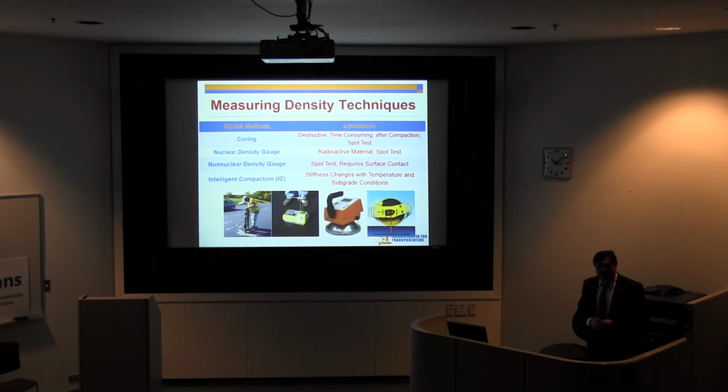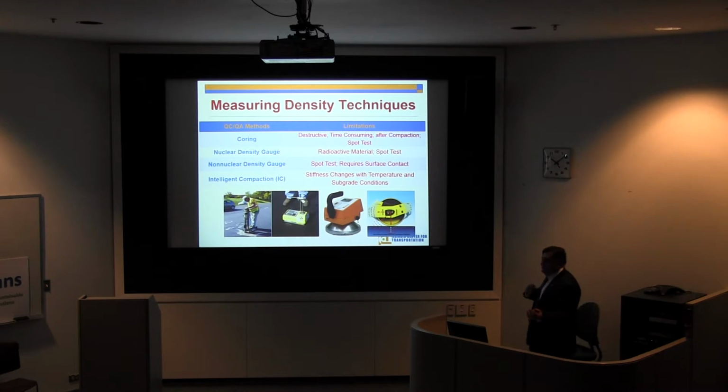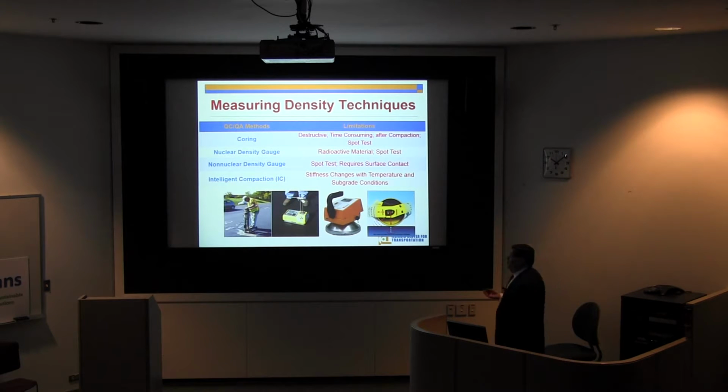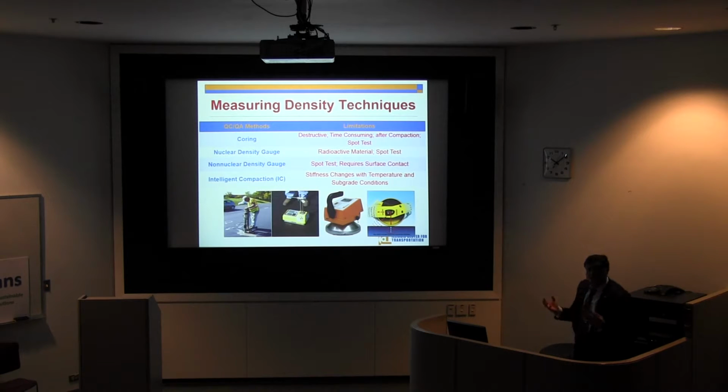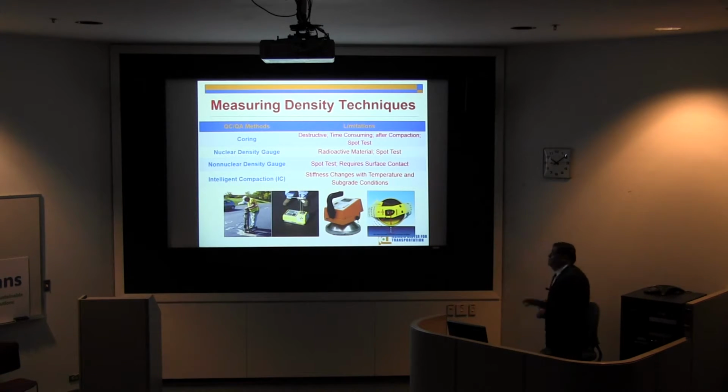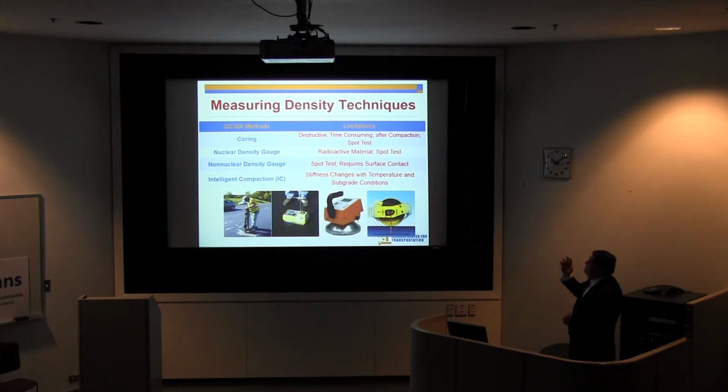And there's another important thing, that you do this after the fact, which means that it's already compacted. So if something is wrong, the only thing you can do is just to take some money from the contractor, okay? Second is using nuclear gauge. Nuclear gauge is radioactive, you need to register, but still it's a spot test, okay? And I'm not sure about the accuracy. I mean, it's the best that we have, let's put it this way, and I will stop it right there. The non-nuclear, it's similar. It's using the electromagnetic waves at the very low frequency, and also it requires surface contact.